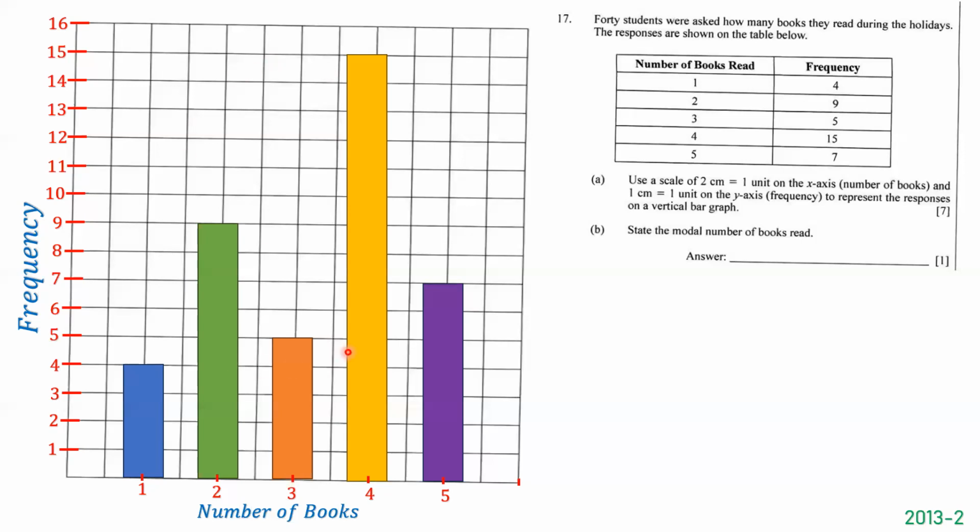And so this is the completed vertical bar graph. And that's how you have to draw it when you're doing it in your exam. And that accounts for 7 points. So make sure to do it properly.